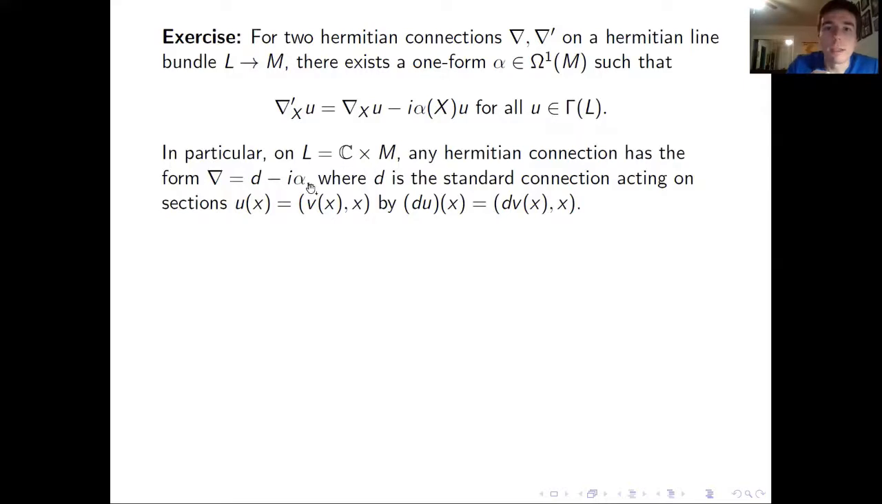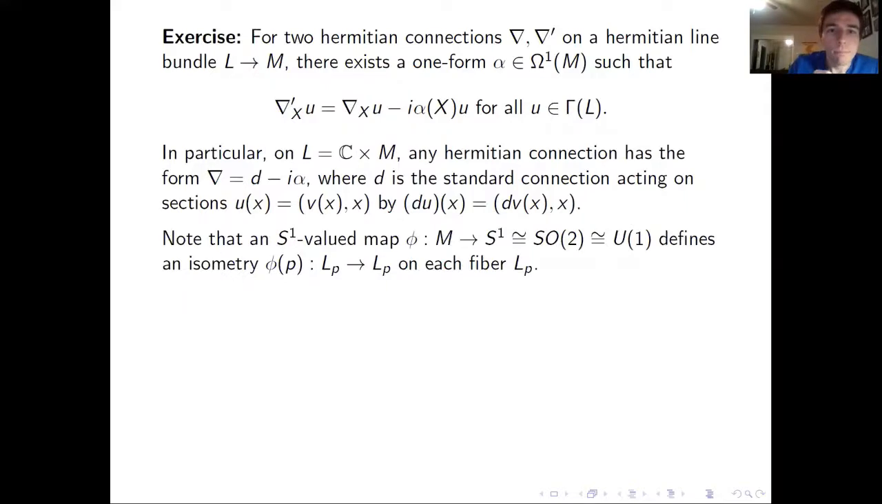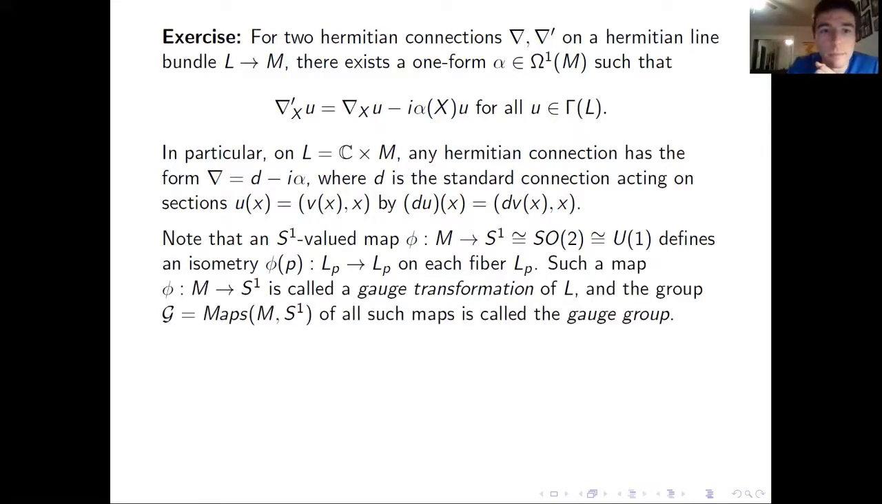And by d, I just mean the kind of obvious connection given by sending v of x, where v is some complex valued map, to dv of x, where we're just differentiating that complex valued map. Okay. So note that if we have an S1 valued map from M to S1, then this is going to define an isometry on each fiber of our bundle, right? So at each fiber P, we have this map phi of P, which is going to rotate the vectors in that fiber L_P. And we're going to call such a map a gauge transformation. Okay, so it's a map from M to the symmetry group of our fibers. Okay, and we're going to call the space of maps from M to S1 the gauge group G.